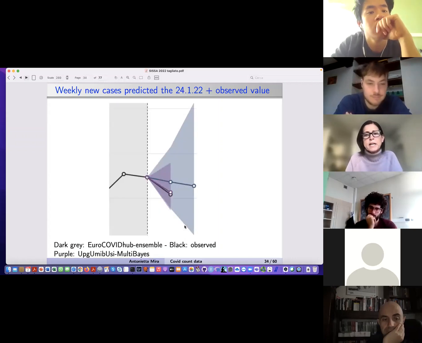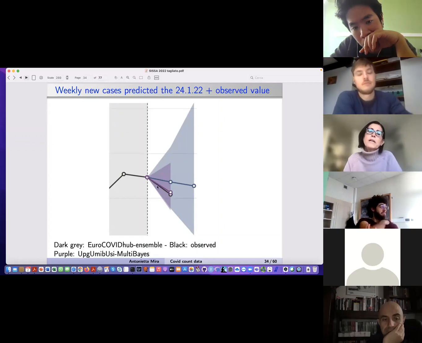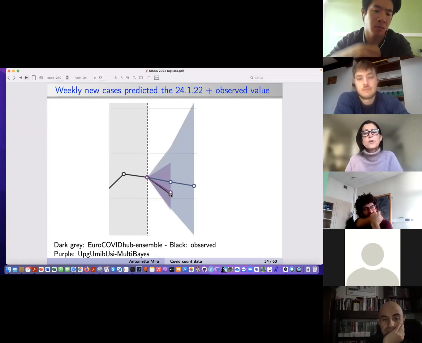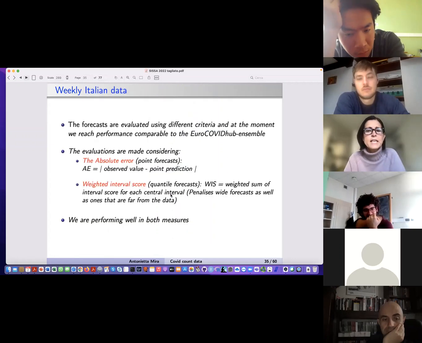relative to last week. It's hard to say, but I'm going to focus. You see that the observed is dark black, and our prediction was really very good, specifically last week. We're very close. So these are the new cases, and similarly, we're fairly good also on the deaths.